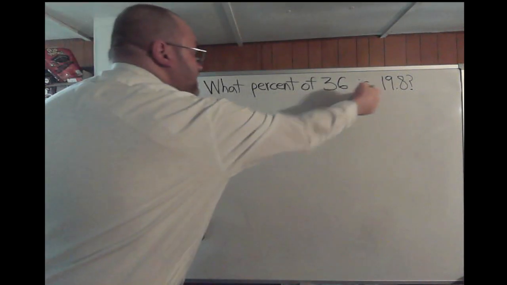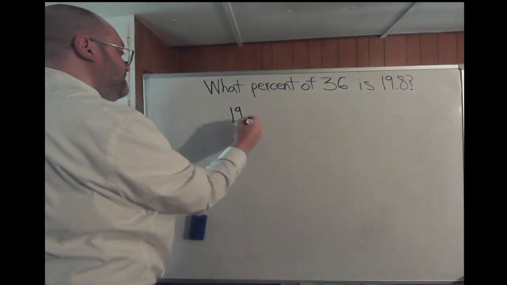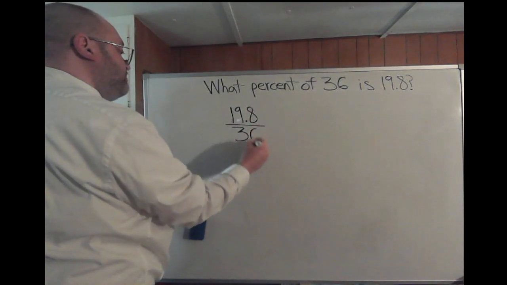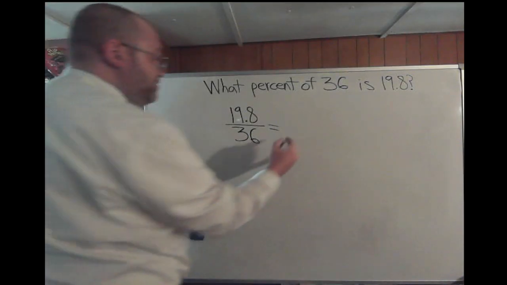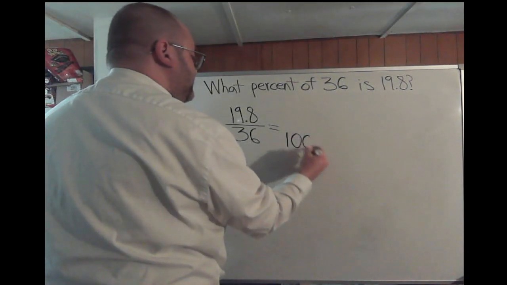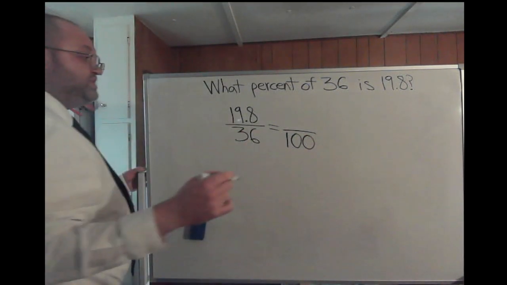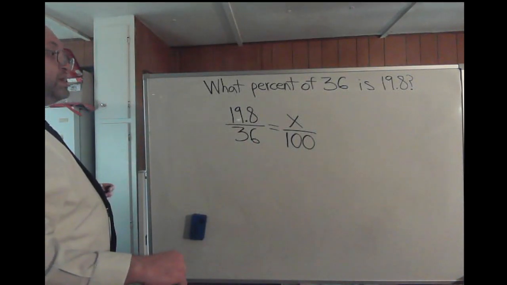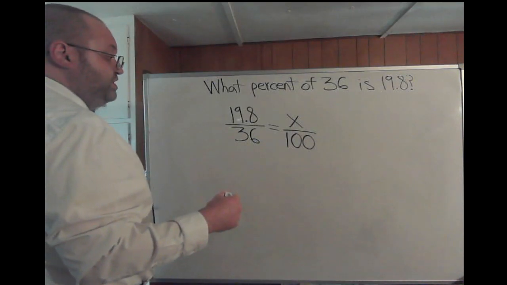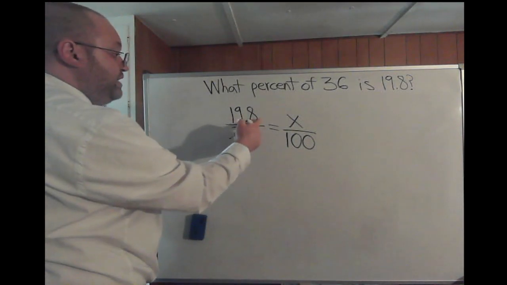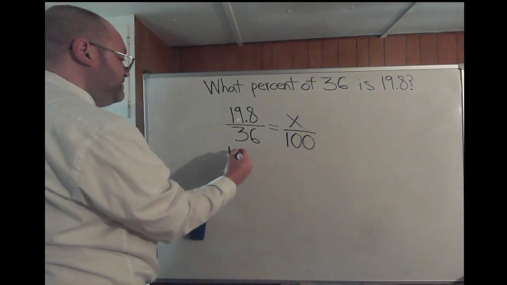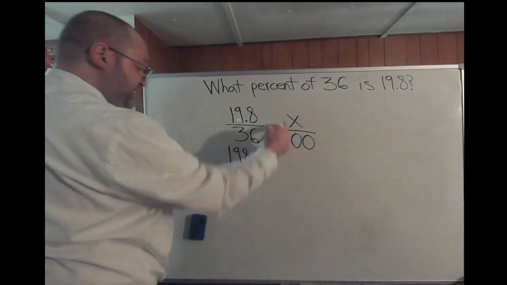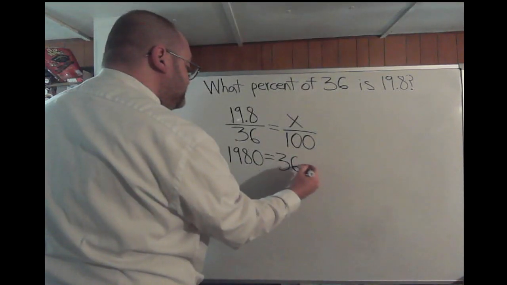So this tells you have 19.8 out of 36. Well, you're going to set that equal to the denominator of 100 because we want to find the percent. We don't know what the percent is, so that'll be, again, x out of 100. Now we just do the cross multiplication and we can solve. So 19.8 times 100, that's 1,980. That'd be equal to 36 times x, which is just simply 36x.